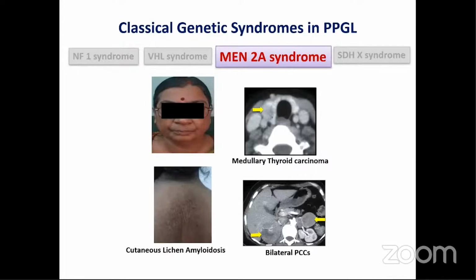Again, if you look at the PCC behavior in patients with MEN2, they're again typically adrenal, metanephrine-producing. Most often, they will be bilateral.